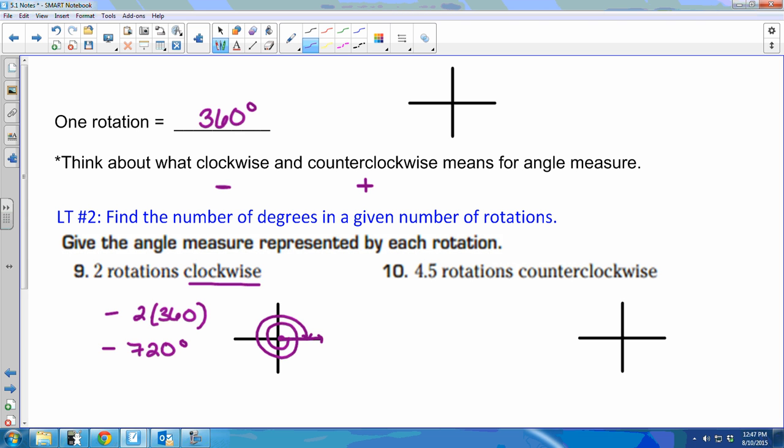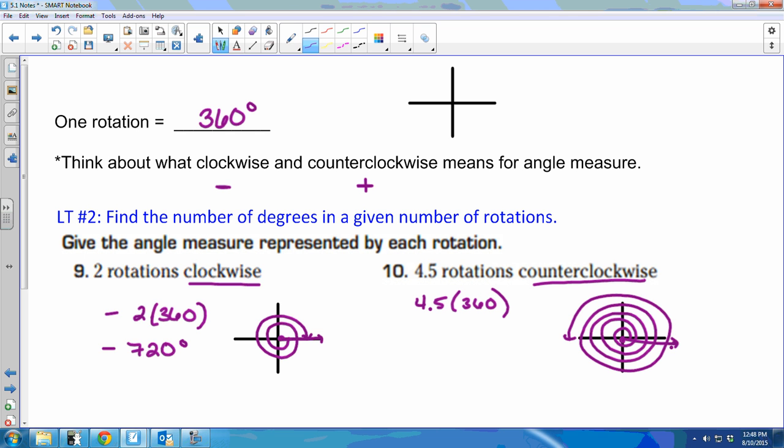So on the second one, 4.5 rotations counterclockwise. 1, 2, 3, 4.5. Then you have 4.5 times 360, and it's counterclockwise, so it's positive. That's 1,620 degrees. That's learning target 2 in its entirety.